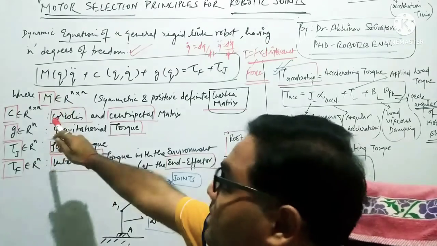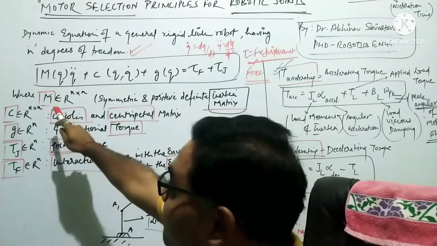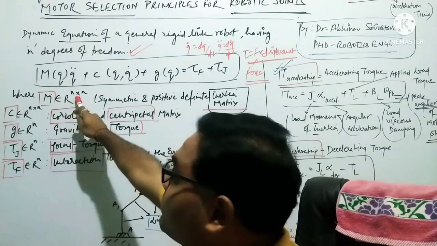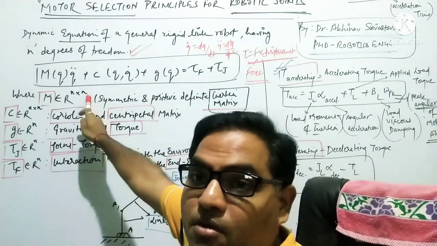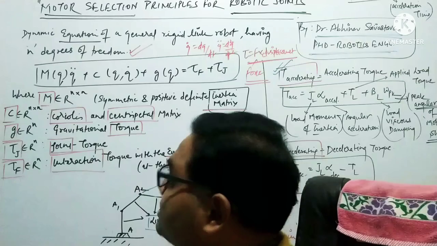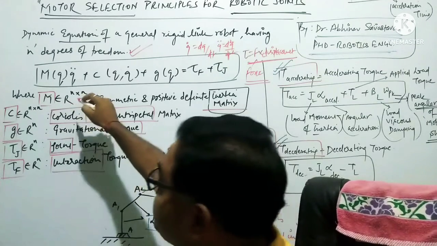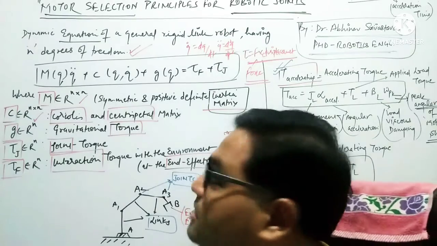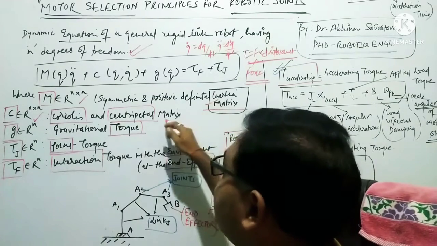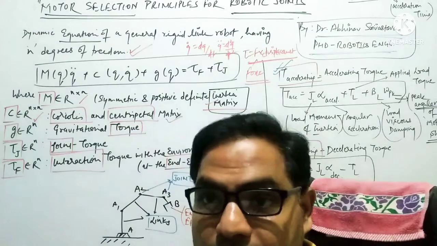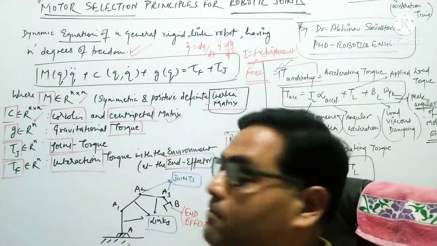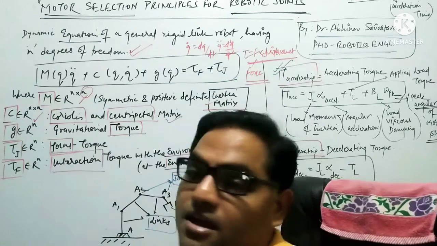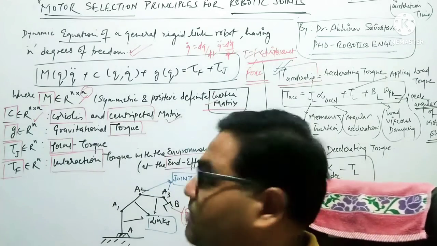The other important thing to consider is that M and C are matrices. That's why we have taken R to the power n cross n, where n is the number of degrees of freedom. Since these are matrices, M and C are both considered as the inertia and the centripetal or Coriolis matrix, defined in R to the power n cross n, where n is the number of degrees of freedom.